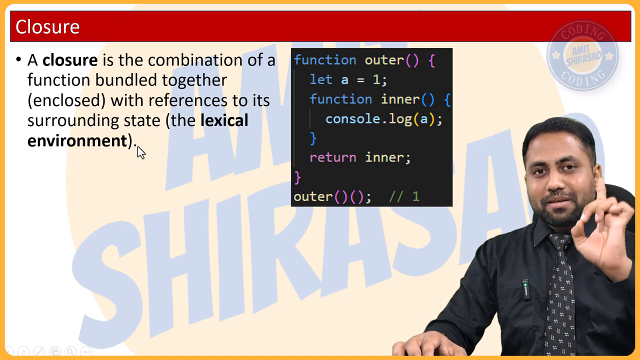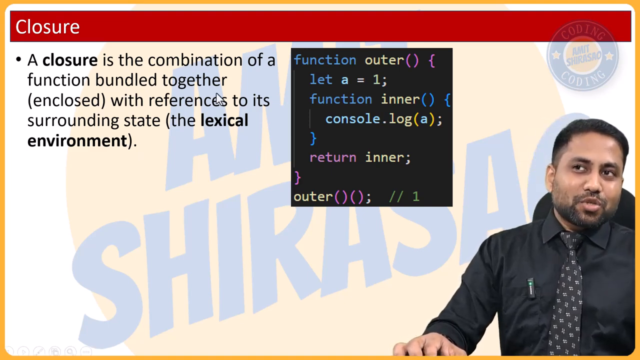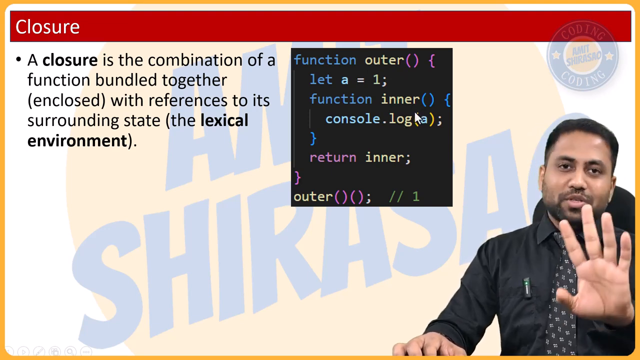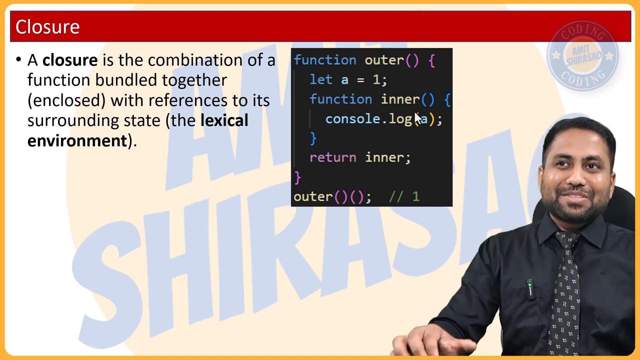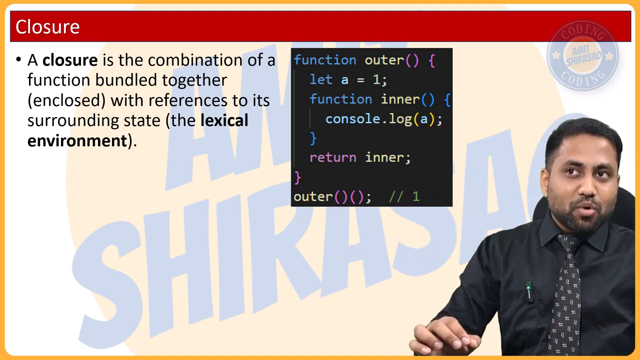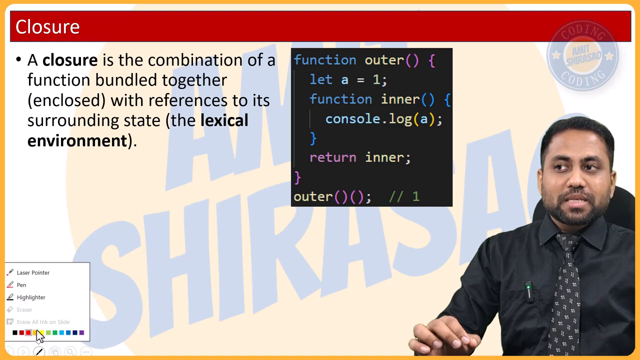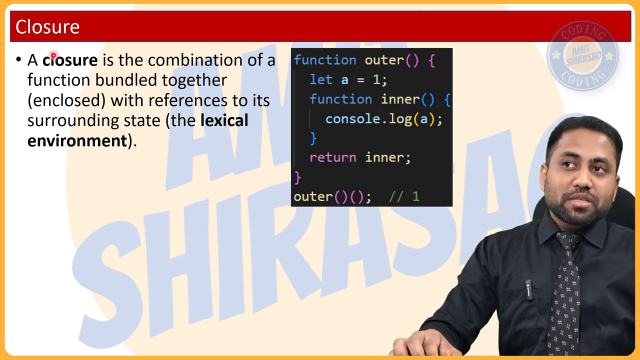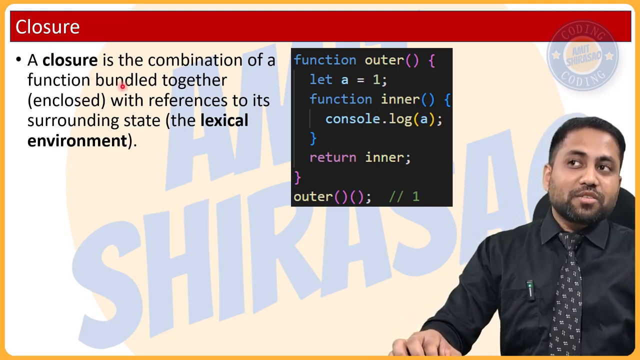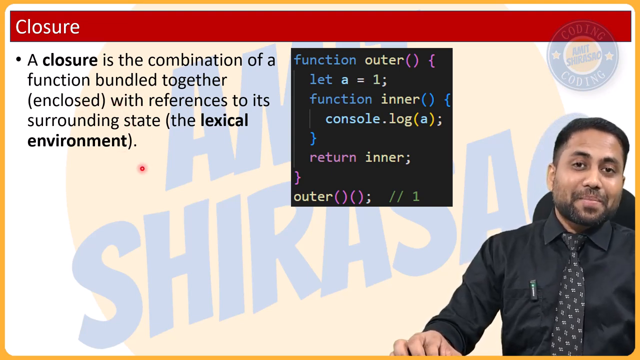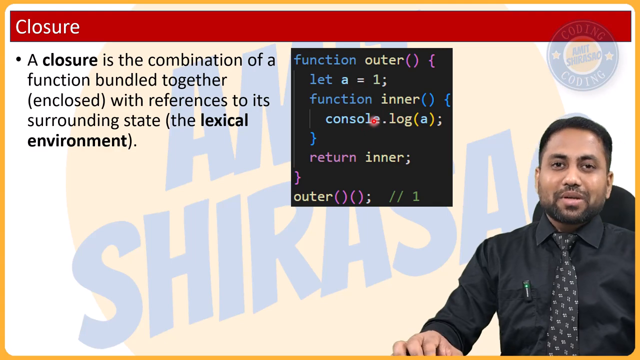My bad, let me correct myself. What is closure here? Is the outer function closure or the inner function closure? So none of the two. The closure here is the inner function along with its lexical scope. This inner function alone is not a closure. This inner function along with all its lexical scope is called a closure. So a closure is a combination of the function bundled together, that is enclosed, with references to its surrounding state, that is its lexical environment. Okay, so this inner function along with everything that it had access to, that is called a closure.